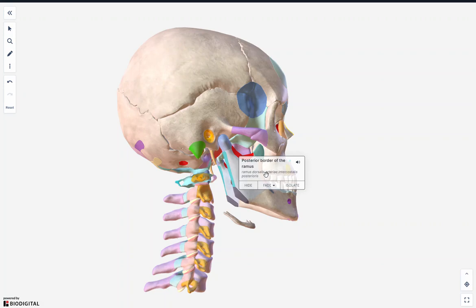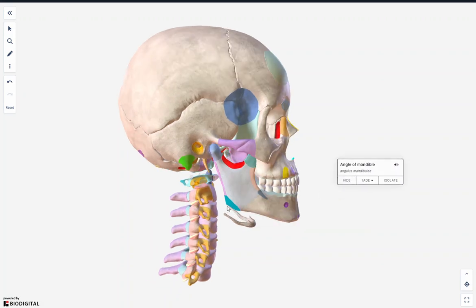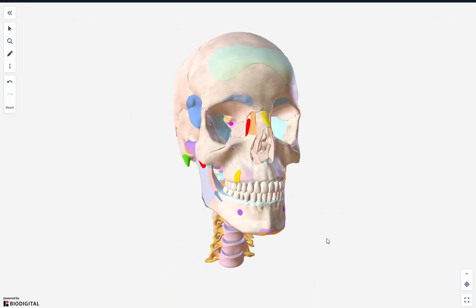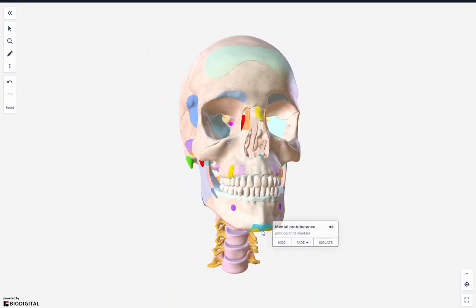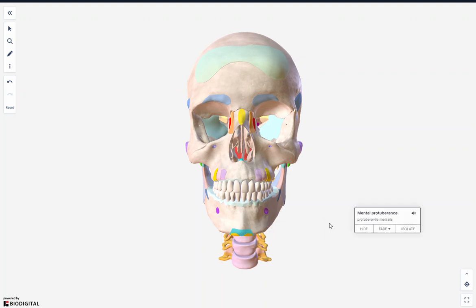Posterior border of the ramus, anterior border of the ramus, right? So the vertical part of our mandible is called the ramus. Then we hit the angle or the gonion of the mandible. All of this should be familiar as we're talking about it. This is the whole ramus here, the vertical part of our mandible. And the more horizontal part of our mandible here would be considered the body of the mandible. So notice the angle or gonion of the mandible separates the ramus from the body of the mandible. And then that most anterior part, the mentum or mental protuberance of the mandible.